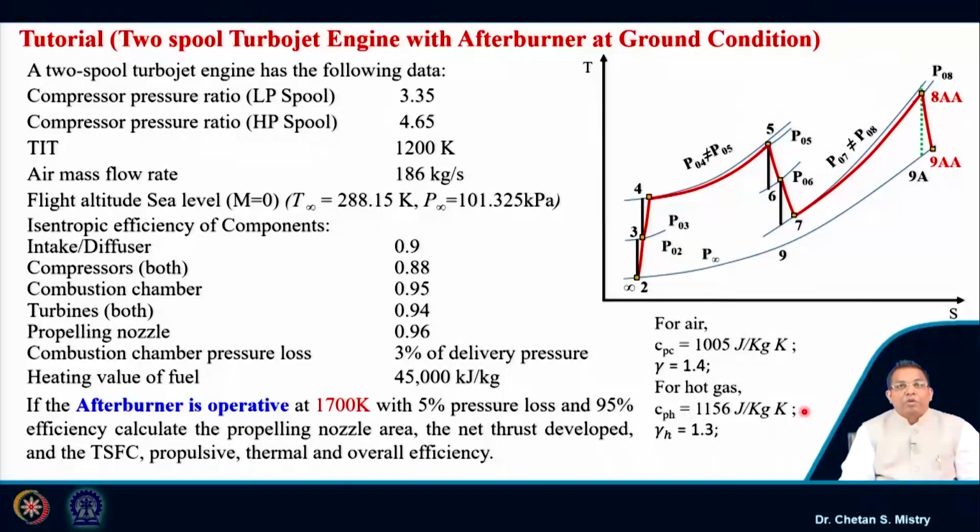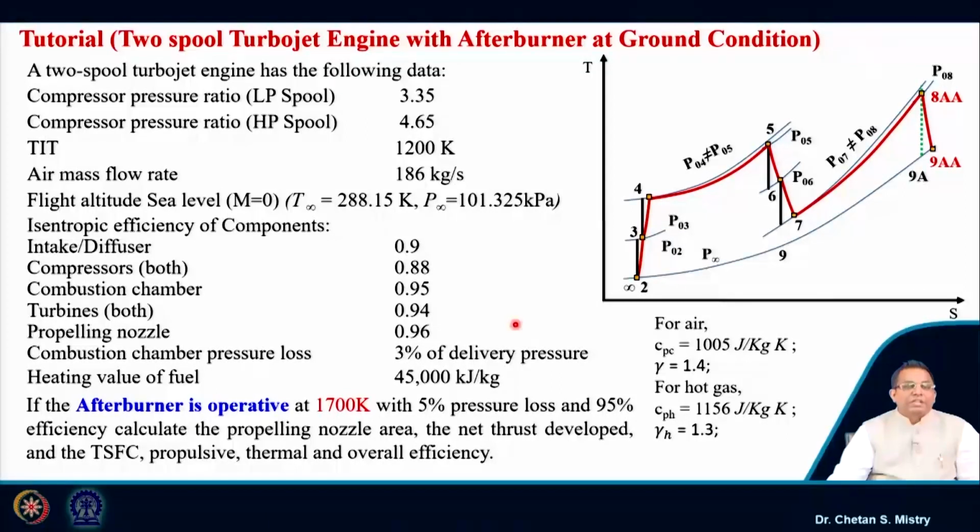If we look carefully at the numbers: the pressure ratio for the LP spool is 3.35, the pressure ratio for the HP is 4.65, the turbine entry temperature is 1200, and the mass flow rate we are considering is 186 kg per second. All parameters we have considered to be the same.